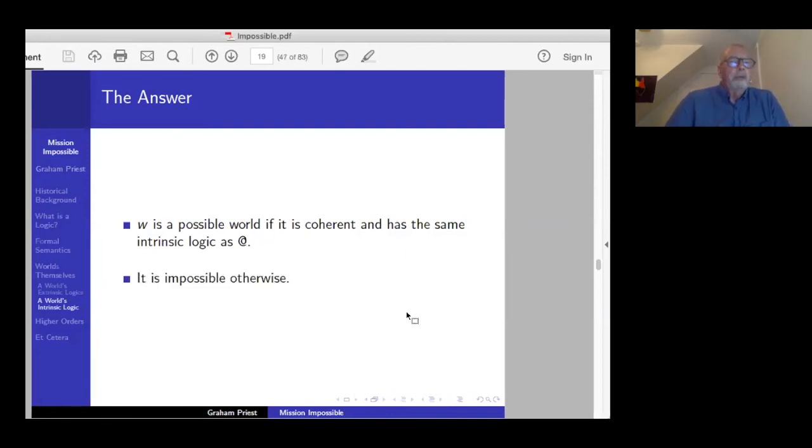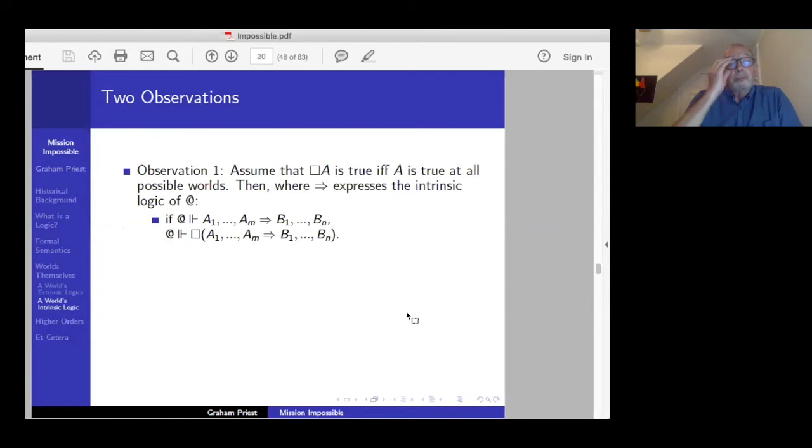And of course, that's what a possible world is. And an impossible world is just a world that isn't possible. Okay. So, two observations about this. First of all, observation one.